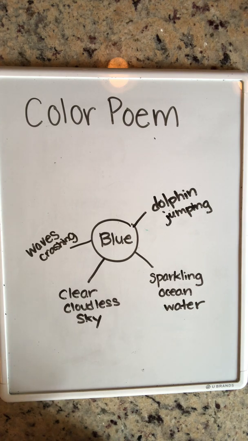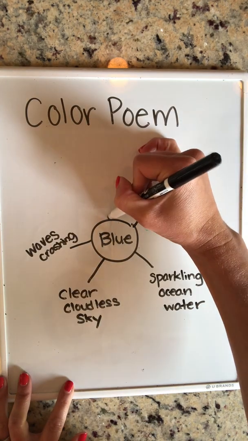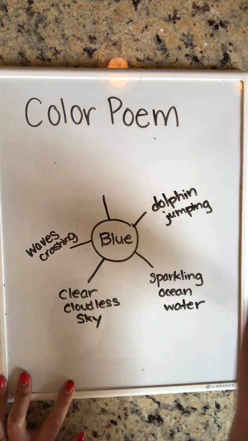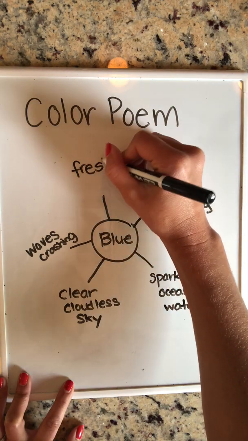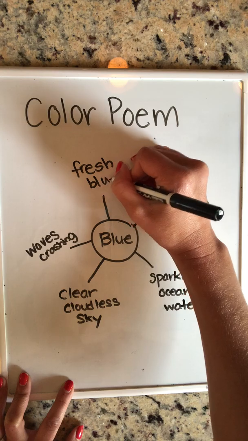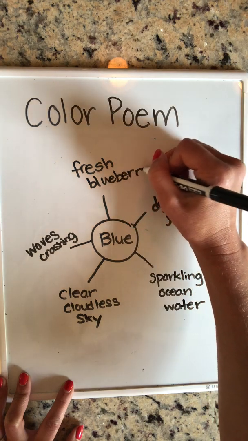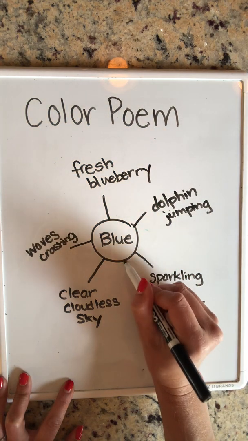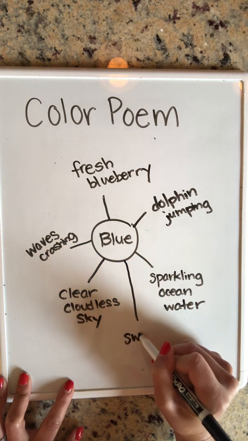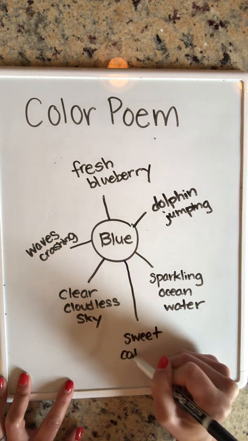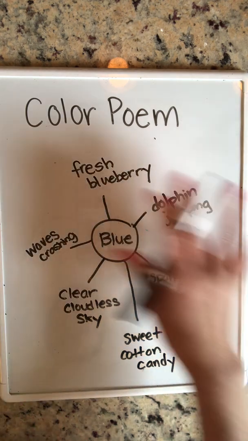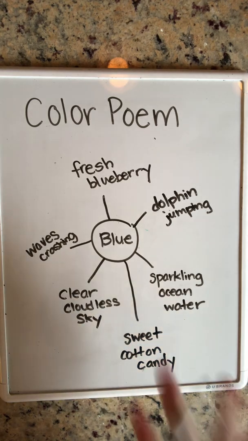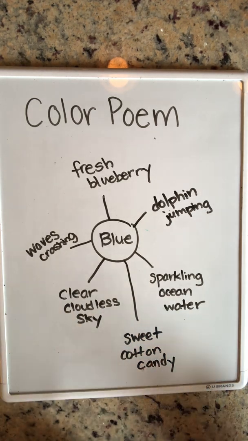Now I need to think about what the color blue might taste like or smell like. So I have another idea. I think blue would taste like a fresh blueberry. Or maybe some sweet cotton candy at the county fair. Notice how I did not write complete sentences here. This is just to get our ideas down and then use them to help us write the lines of our poem.